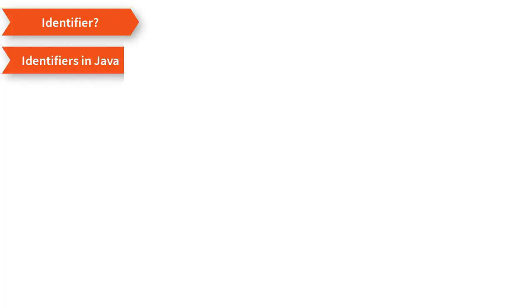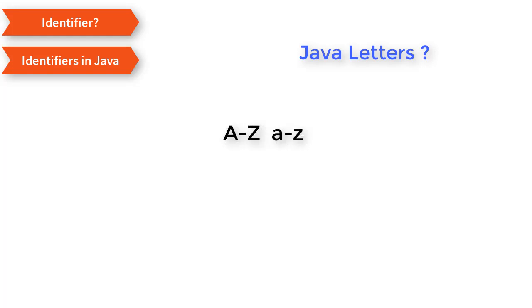But what is an identifier in Java? In Java, an identifier is an unlimited length sequence of Java letters and Java digits, the first of which must be a Java letter. So a question pops in mind, what are Java letters? Java letters encompass uppercase and lowercase ASCII letters, that is capital A to Z and small a to z, and for historical reasons the ASCII $ sign and the underscore.